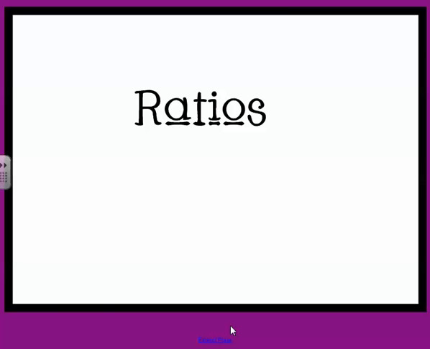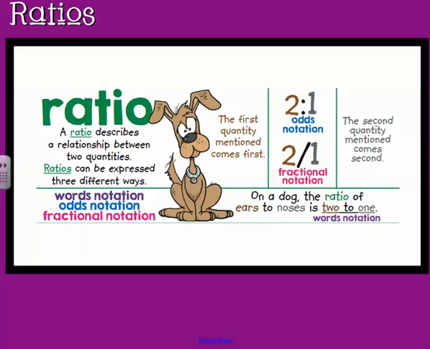This lesson focuses on ratios. A ratio simply describes a relationship between two quantities, and we can write these ratios in three different ways. We can use words notation, odds notation, or fractional notation. As I go through the examples in this lesson, I'm going to write these ratios all three ways, but in most problems you can choose the representation that you wish or that best fits the situation.